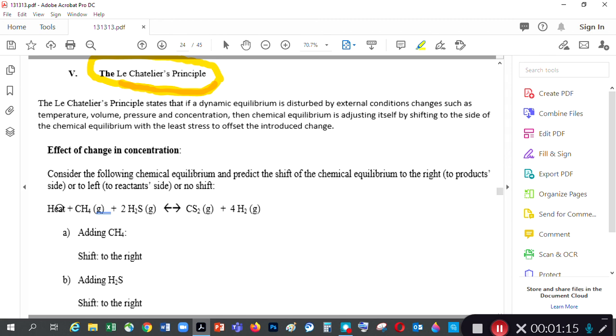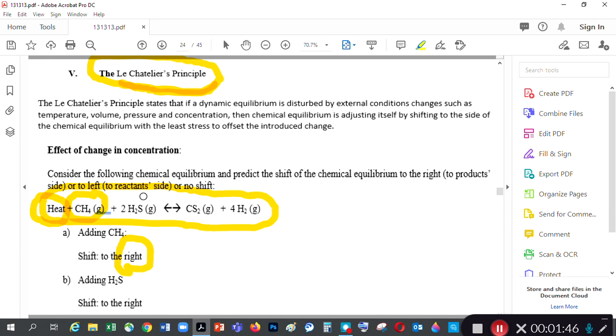Let's look at one of the examples here. We have this reaction here. All of those are gases, and it's endothermic because the heat here is at the left side. And it's asking what will happen, the shift of the equilibrium, if we add more methane gas. So methane is on the right side, so you put extra methane on this. So the left side, the reactant side, will be more stressed out, so it has to shift to the right.